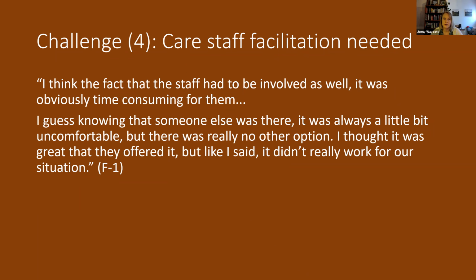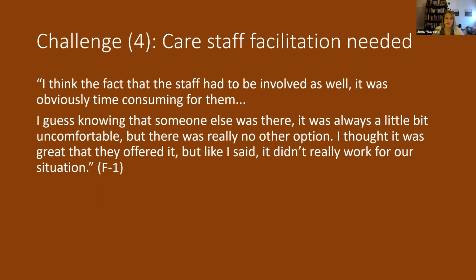"I guess knowing that someone else was there, it was always a little bit uncomfortable, but there really was no other option. I thought it was great that they offered it. So it was great that the care home had that available, but it didn't really work for our situation." And so I think it's interesting that she is reflecting on that sense of discomfort at having somebody else present during the conversation.